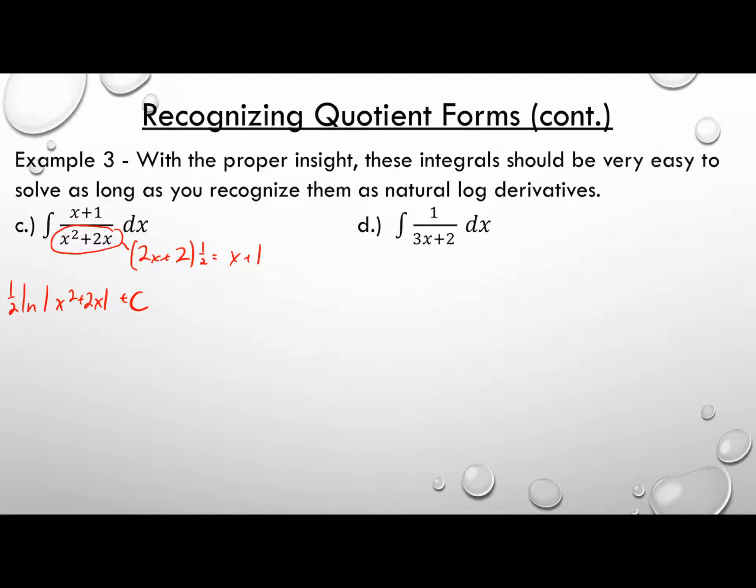And we could do the same thing with D, right? The derivative of 3x plus 2 is just a simple 3. Now, this is actually similar to a problem we did on the front of the handout, where we want a 1 in the numerator, not a 3. So we could just multiply by 1/3, and that would give us our 1. So does that mean our answer is the natural log of the absolute value of 3x plus 2 with a 1/3 in front?